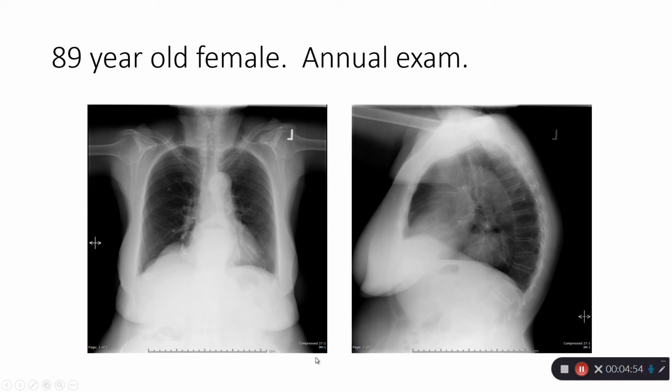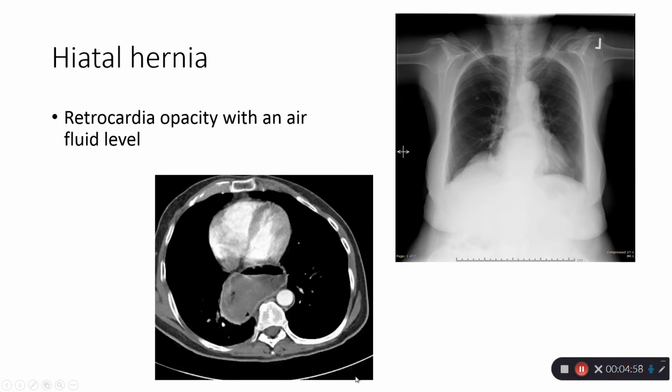89-year-old female for annual exam. We have a frontal and a lateral view of the chest. So nice example, we have an opacity here on the frontal view with a small air fluid level. On cross-sectional imaging, this corresponds to a hiatal hernia.